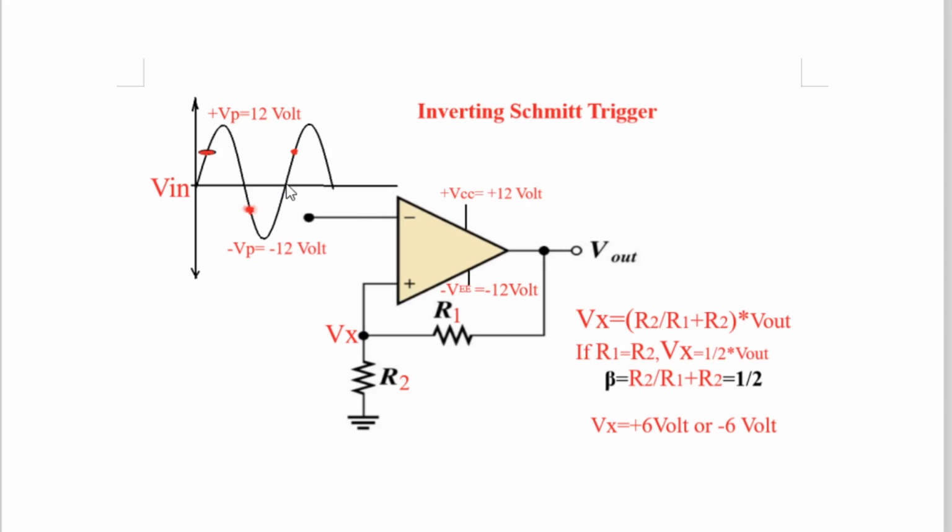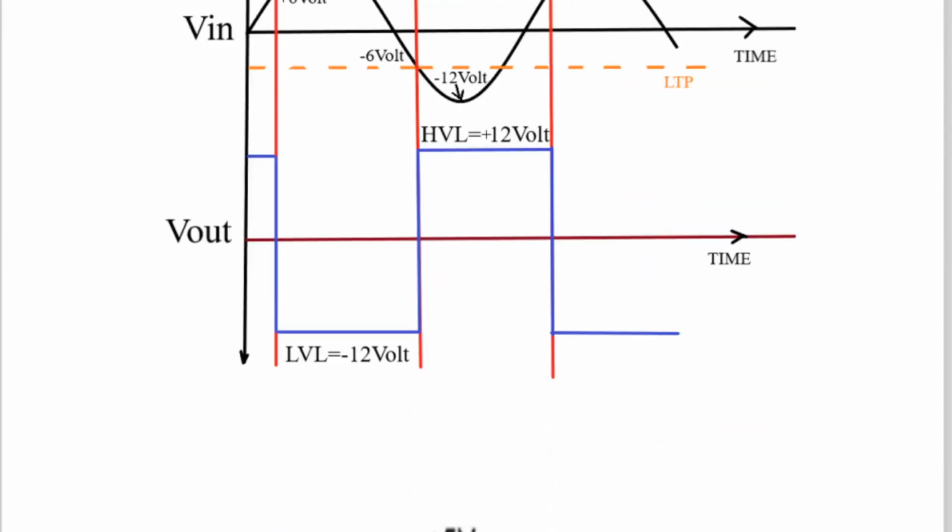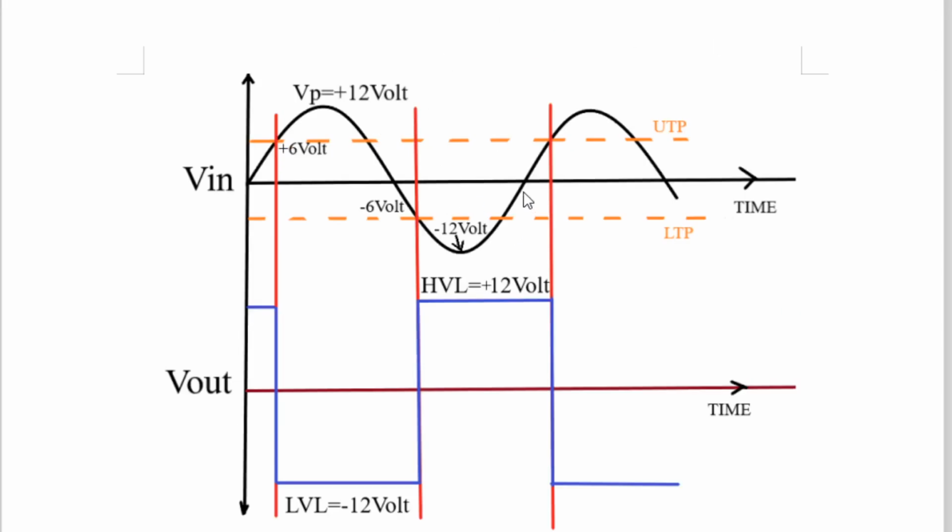Let us go further. When this crosses 0, it will come to 1 volt, 2 volt, 3 volt, 4 volt, and like that. Exactly at plus 6 volt, both voltages will become the same, and the output which was in HVL will become 0. The output which was in HVL will become 0 exactly at plus 6 here. So it crosses 0, plus 1, 2, 3, 4, 5 and 6, plus 6.